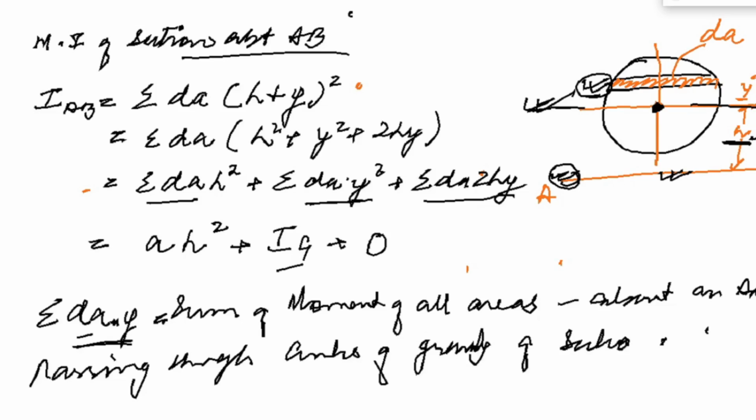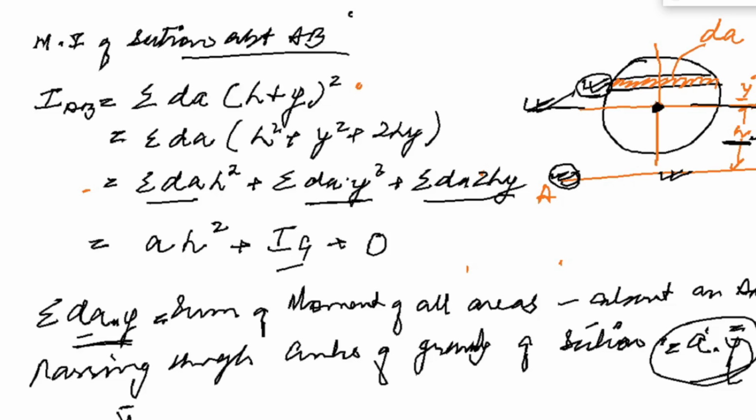Which is basically equal to how much? A into y bar. Y bar is what? Y bar is actually the distance of the centroid axis, which is h plus a. Wherein this y bar is basically which distance? It is the distance between this whole section and the axis passing through the center of gravity. Right? What is y here? In this case, the distance we are concerned about comes out to be zero.